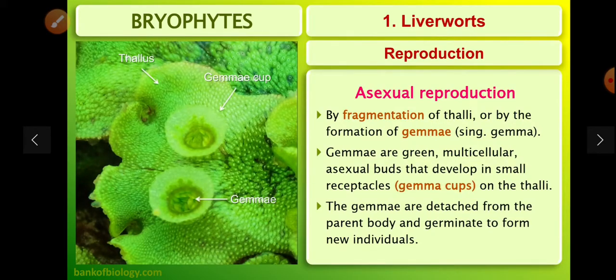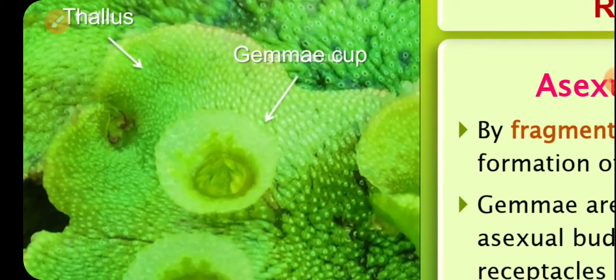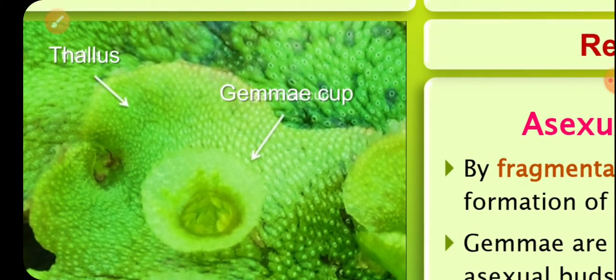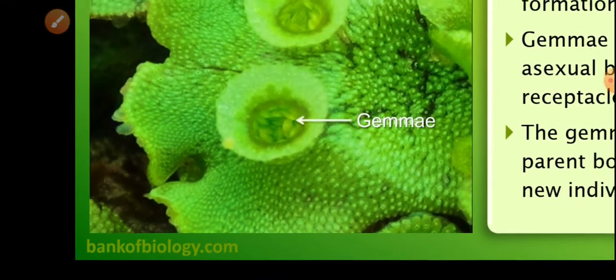Reproduction. They show asexual reproduction by fragmentation of thalli or by formation of gemmae, singular gemma. Gemmae are green multicellular asexual buds that develop in receptacles, that is gemma cups. Receptacles are also known as gemma cups on the thalli. The gemmae are detached from the parent body and germinate to form new individuals. You can see the diagram of thallus, gemma cup or gemmae.